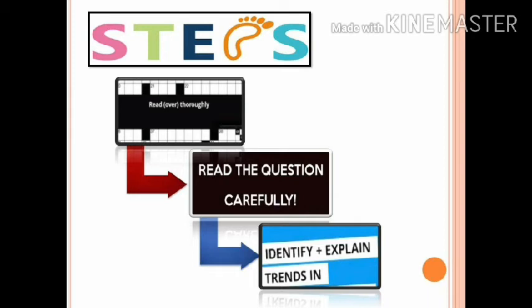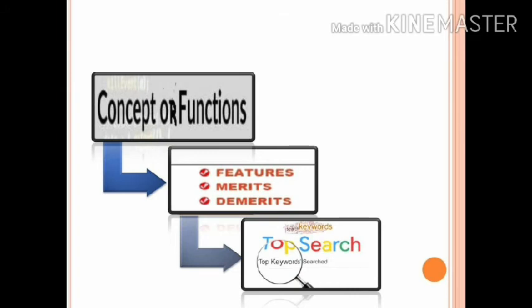Once you have gone through the questions, you will find that one trend is there. Generally, the first question given in the cases is identify and explain, means you will be asked to identify the concept or the function. And generally, in the second question, you are asked to write about the features, merits or demerits of the concept or function identified in the first question.